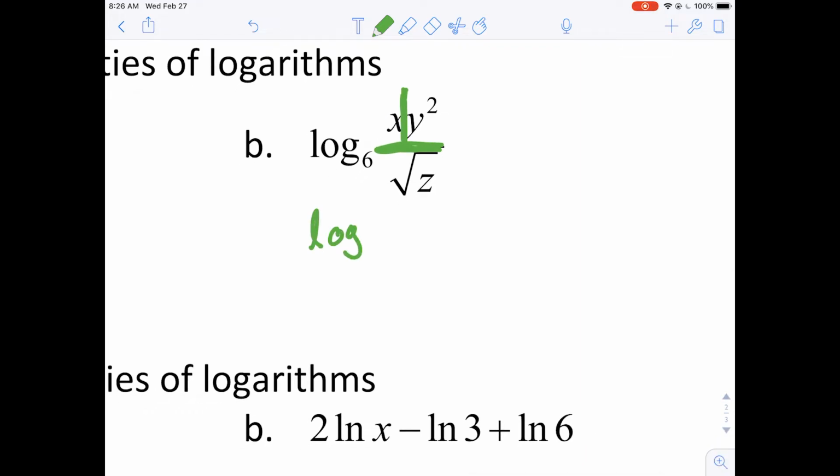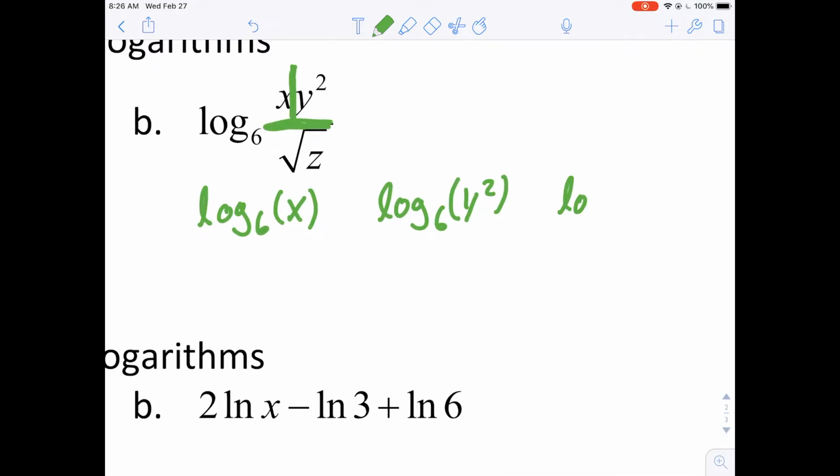So we're going to have log base 6 of x, log base 6 of y squared, and we're going to have a log base 6 of z, and then I'm going to change that to the 1/2 because I like having powers. And so x and y are multiplied, so that's plus. Z is divided, so that's minus. Like I said, if you like these parentheses, you can definitely have them. But if you don't like them, you don't need them because it's just one thing in the bottom.